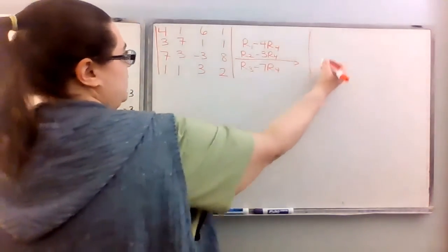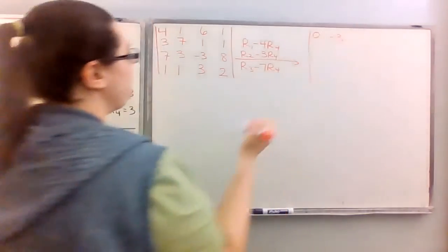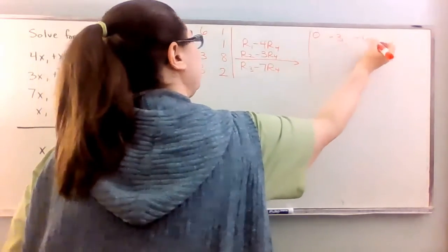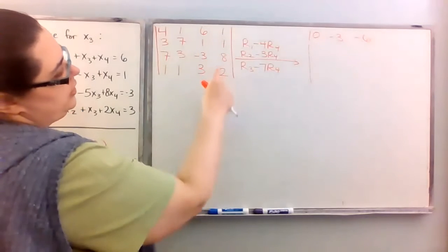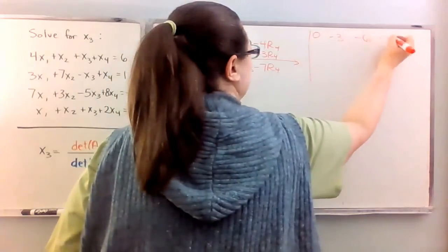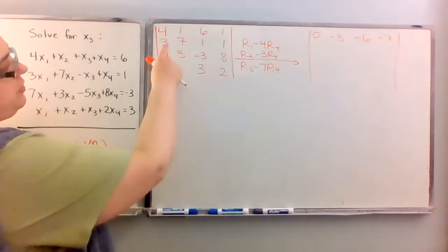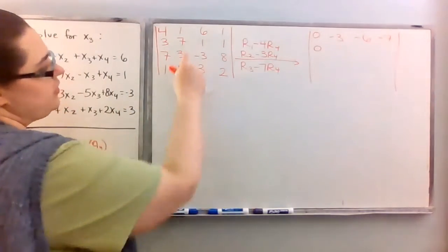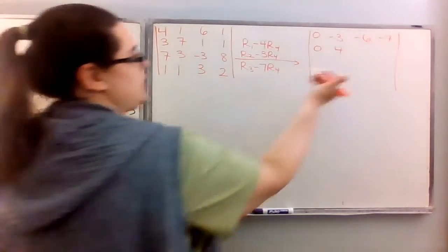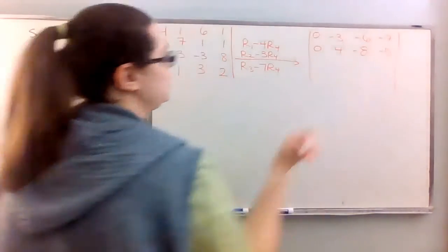So let's see, 4 minus 4 is 0. 1 minus 4 is a -3. 6 minus 12 is a -6. And then we have 1 minus 8. Yeah, it's -7. Then I'm subtracting 3. So 3 minus 3 is 0. 7 minus 3 is 4. 1 minus 9 is a -8. And then 1 minus 6 is a -5.